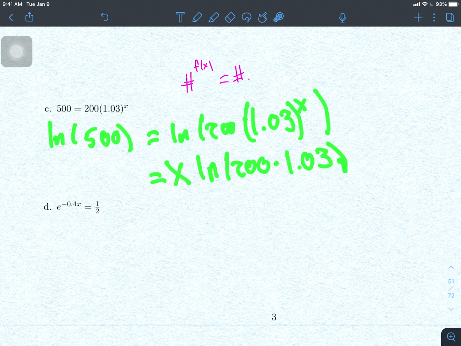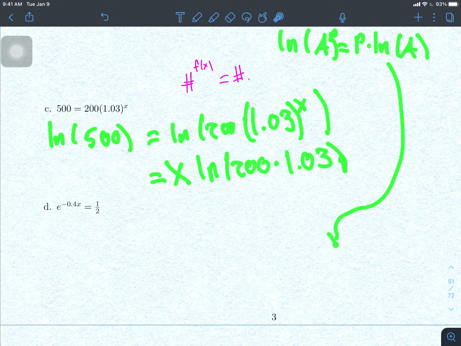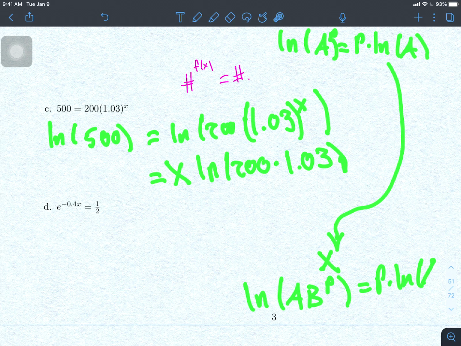Adria? Because the x only applies to the 1.03. Exactly. The power of x is only applied to the 1.03. Our rule with logarithms said that ln of a to the p equals p times ln of a. This does not mean the same thing as ln of ab to the p equals p times ln of ab. These are not the same.